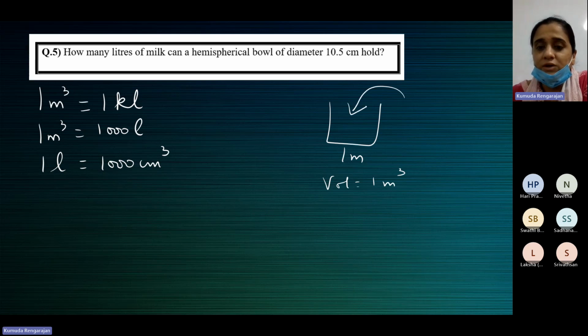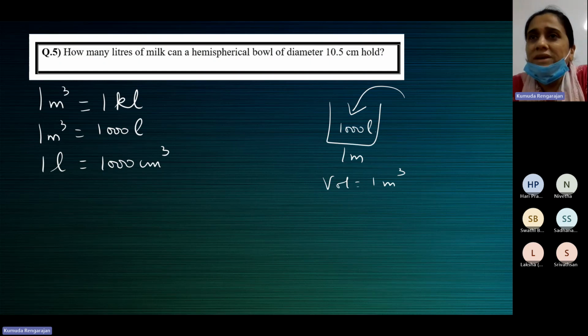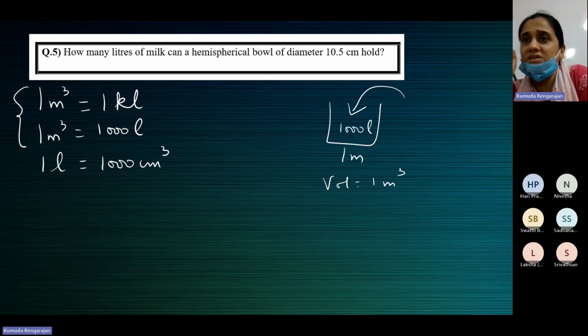Now, if you pour liquid into this, it can hold approximately 1000 liters of liquid. That's the meaning of 1 meter cube is equal to 1 kiloliter. Kilo means 1000, so both are the same. You can say 1 kiloliter or 1000 liters. So 1 meter cube is equal to 1000 liters.